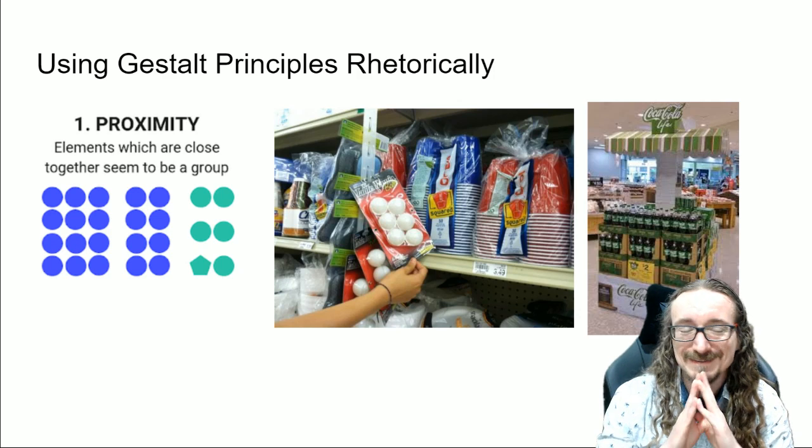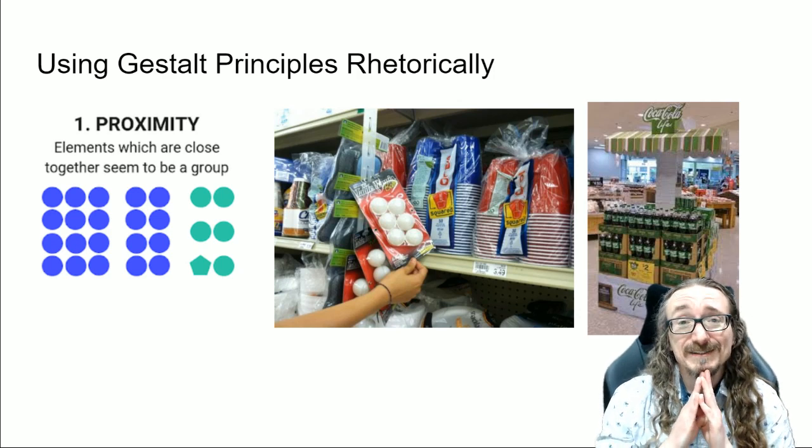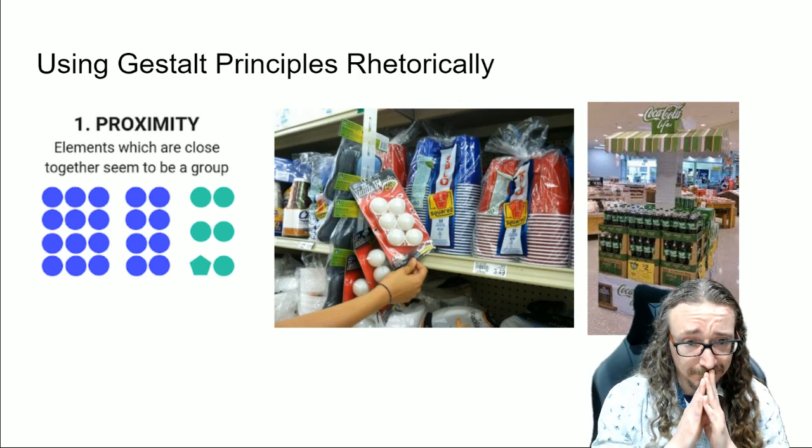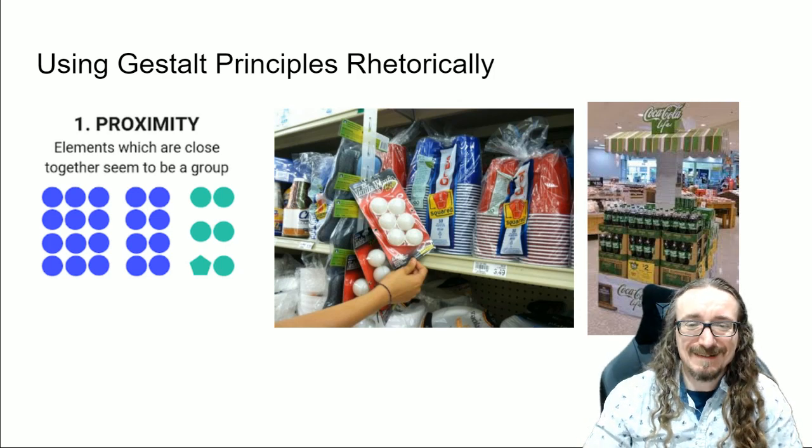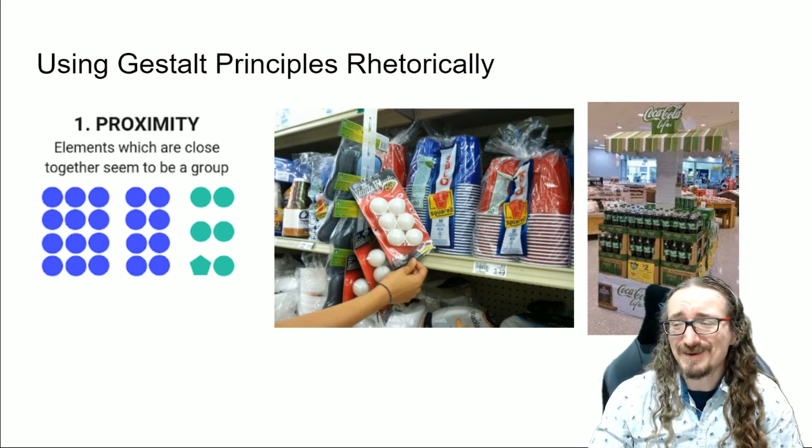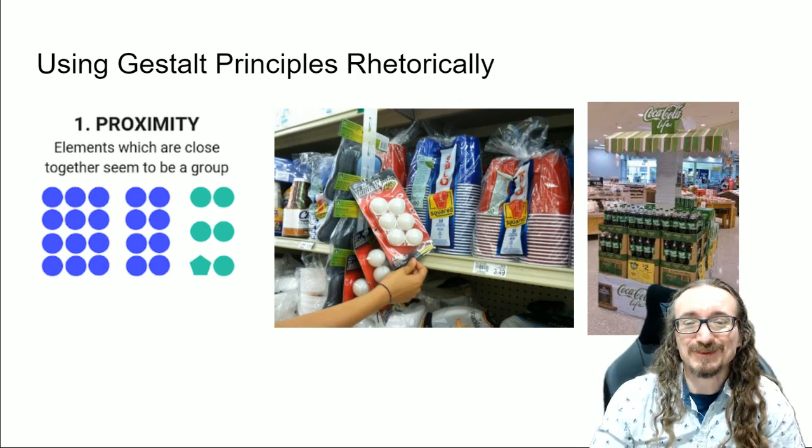One flock, I guess. Okay, so how can you use these principles rhetorically? I always think it's fun to think about grocery stores. I don't know why I do this. I guess because we all go to grocery stores.